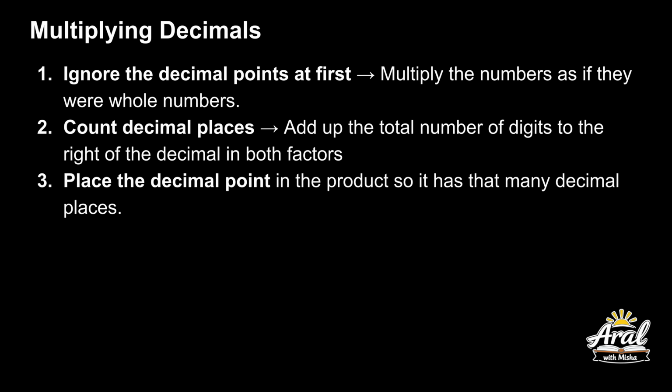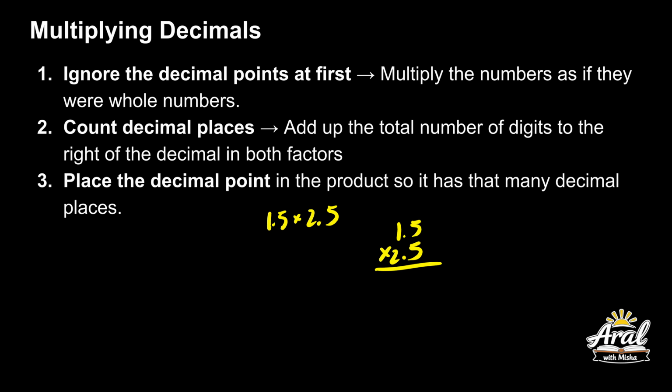Next naman, multiplying decimals. Okay. Ignore the decimal points at first. So, yung mga may decimal points, decimals, ignore mo lang yan. Paano ka mag-multiply ng whole number? Ganun rin yung proseso. Multiply the numbers as if they were whole numbers. Let's say 1.5 times 2.5. Okay? So, multiply mo lang yan. 1.5 times 2.5. Multiply mo lang yan parang whole number.